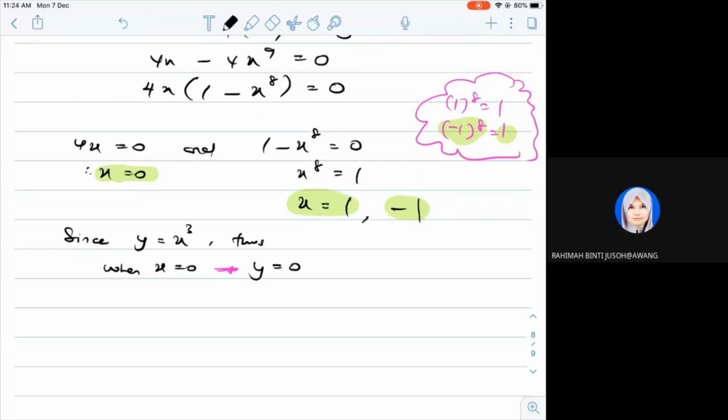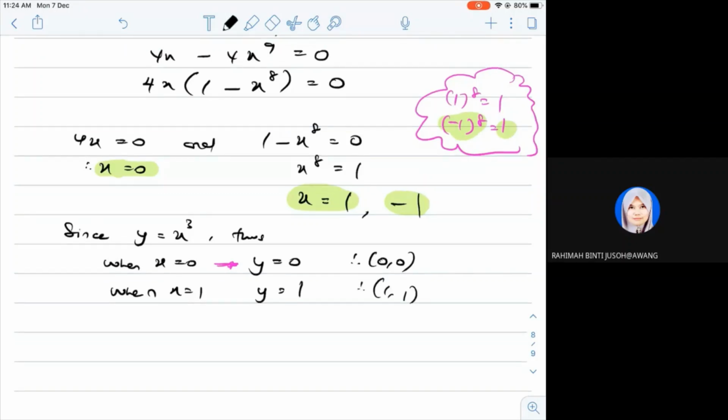Y also equals to 0. So the first coordinate critical point is 0, 0. Okay, and then when x equals to 1, y also, y 1 kuasa 3, so 1 jugalah. So it equals to 1, 1. Okay, that's the coordinate of the second critical point.